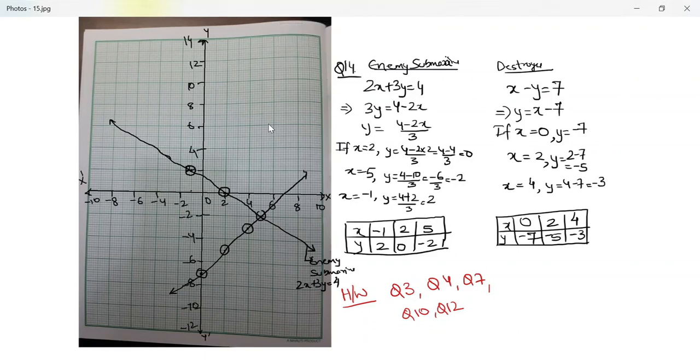To find the coordinates, I draw a dotted line onto the x-axis and also to the y-axis. This is 5, this is negative 2. The coordinates will be 5, negative 2. So using the graphical method, the point at which they intersect, the solution set will be (5, negative 2), or x, y is equal to 5, negative 2.